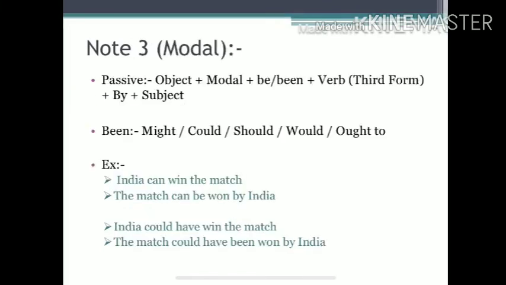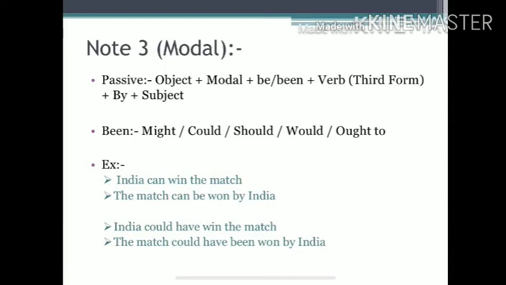Note 3, modals. When you find modals in simple active sentences, when you change into a passive sentence, the sentence is changed into: object plus modal plus be or been plus verb's third form plus by plus subject. Now the question arises where we will use be and where we will use been. So been will be used when you find these 5 modals: might, could, should, would, ought to. Only in these 5 you will use been, and in the remaining you will use be.